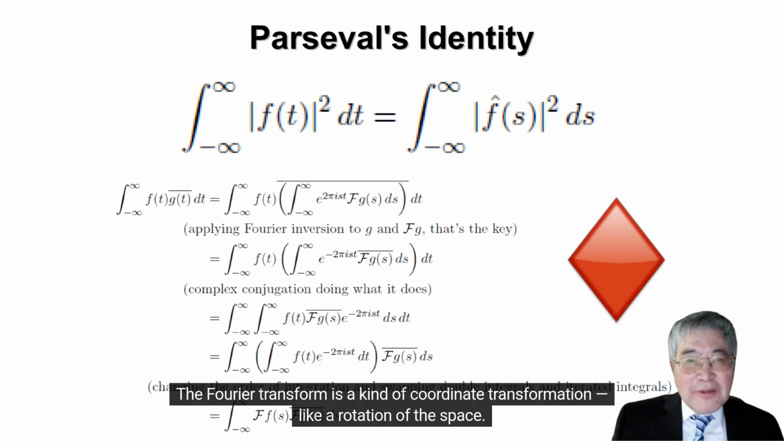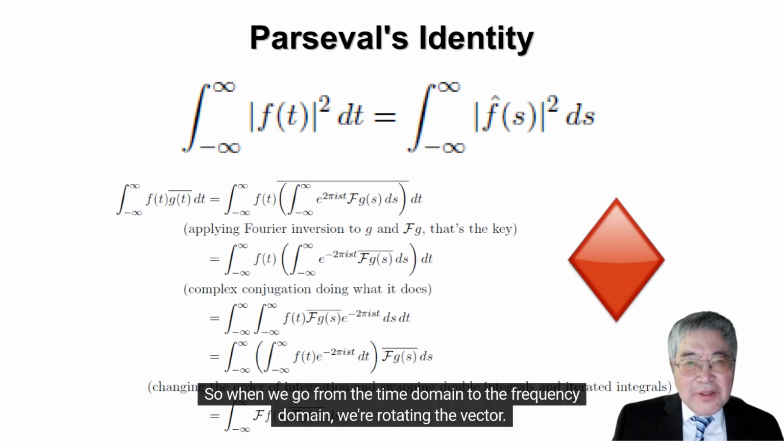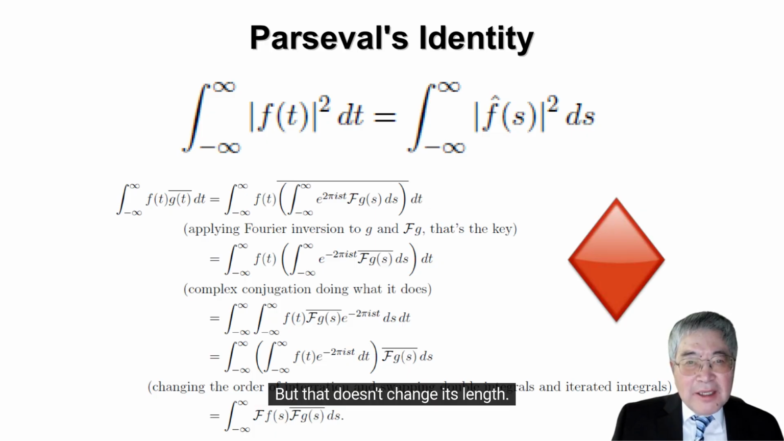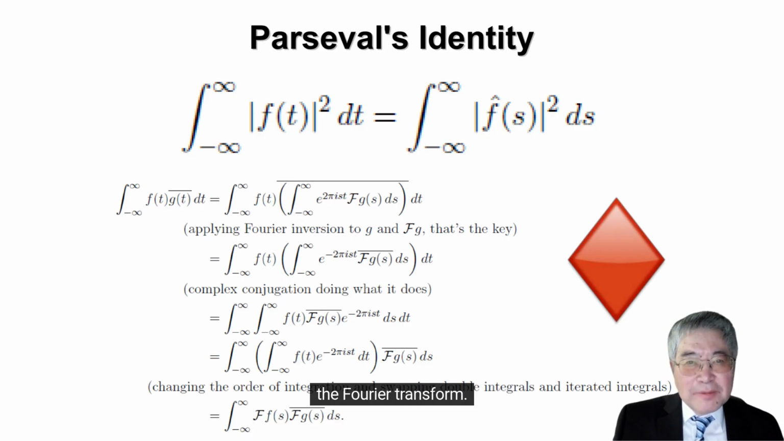The Fourier transform is a kind of coordinate transformation, like a rotation of the space. So when we go from the time domain to the frequency domain, we're rotating the vector. But that doesn't change its length. So geometrically, Parseval's identity simply says the length of the signal vector is preserved under the Fourier transform.